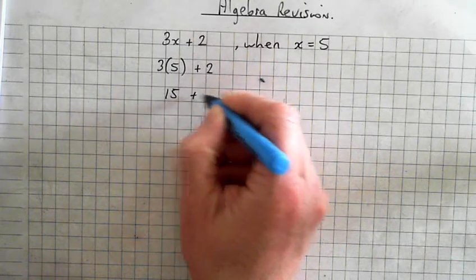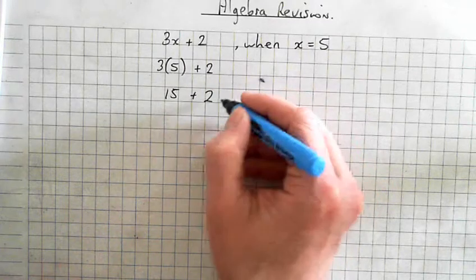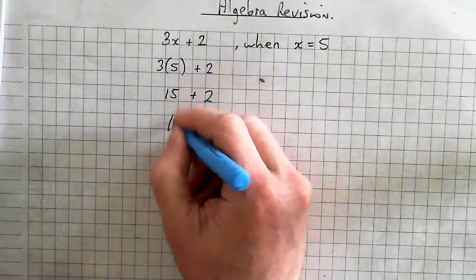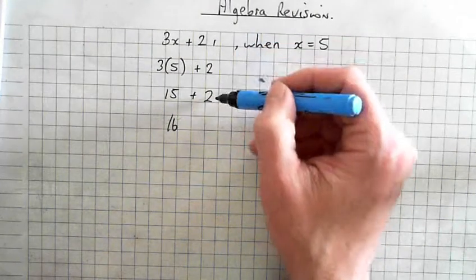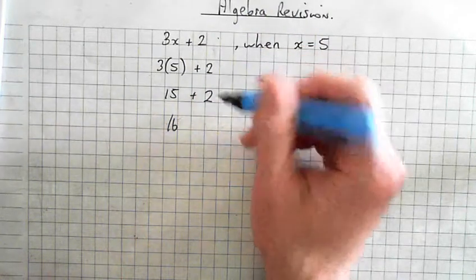So in an exam you have to write out each line. That's how you get the marks. 5 plus 2 is 17. If I made a mistake in an exam and I wrote 16 now, I would get most of the marks. I would get 7 out of 10 for that, because I wrote down every step.